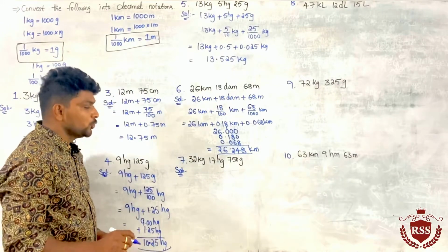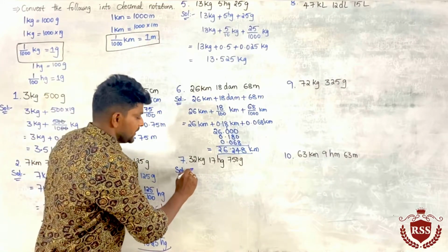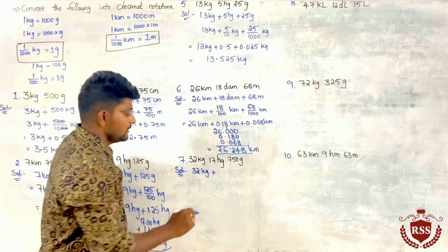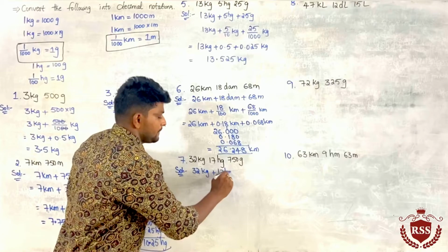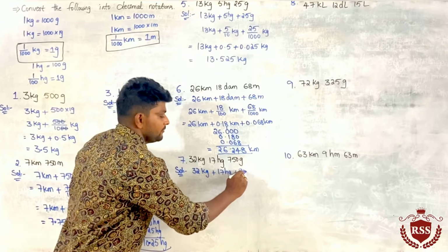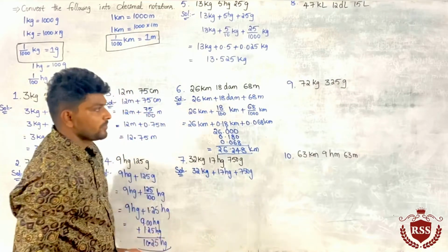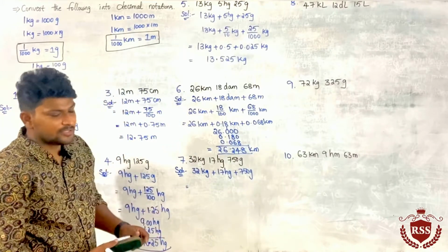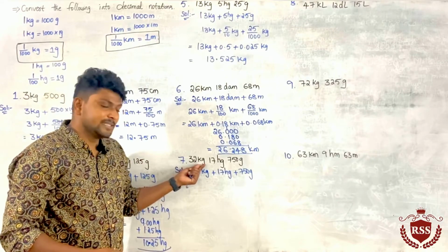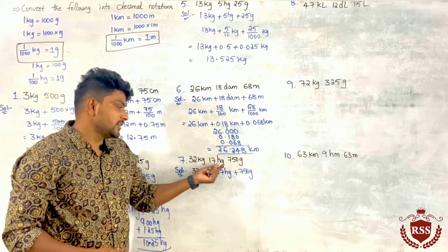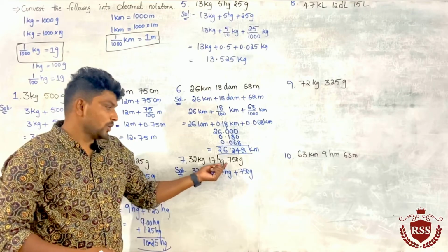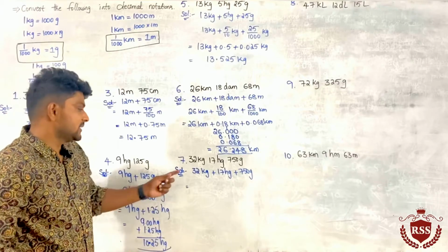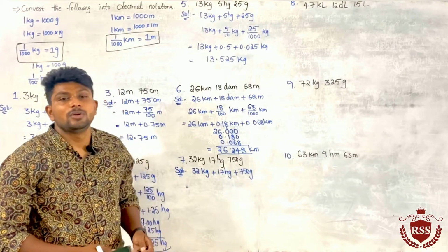Same manner. 32 kg plus 17 hectograms plus 750 grams. What is the largest unit in the given question? Kilogram is the largest unit. After that, hectograms and grams. So these hectograms and grams will be converted into kilograms.